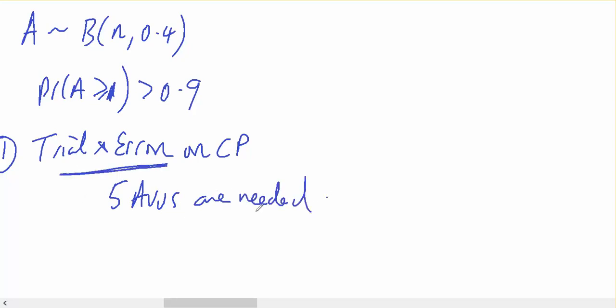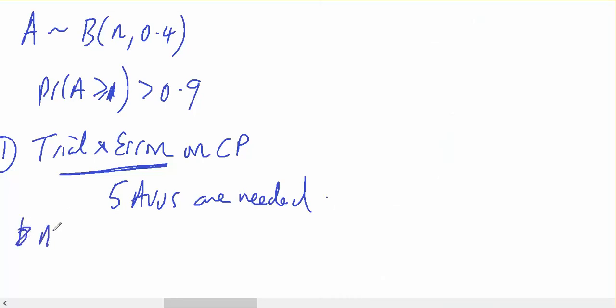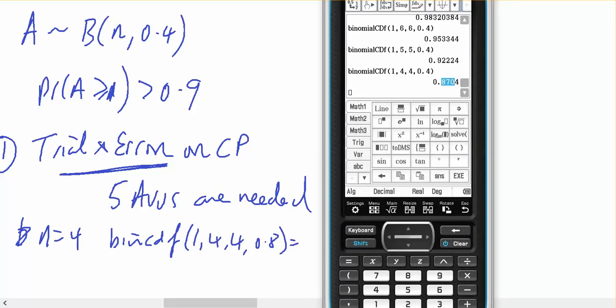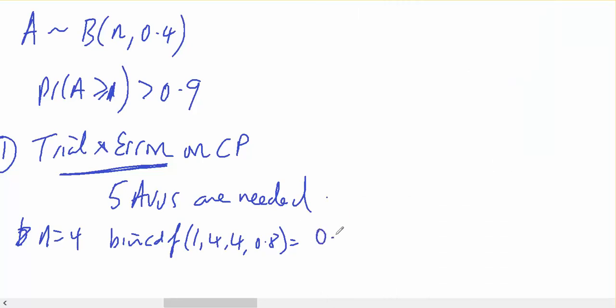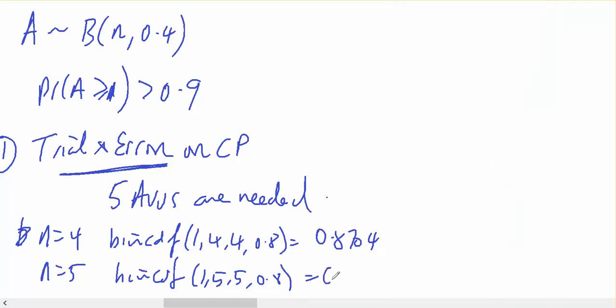So that's method number 1, trial and error. How would I show my method on the calculator? I would do n equals 4, binomial CDF 1, 4, 4, 0.4, which gives 0.8704, and n equals 5, binomial CDF 1, 5, 5, 0.4, which gives 0.9222, therefore 5. That's enough to show I cycled through and found it. Okay, that's method number 1.